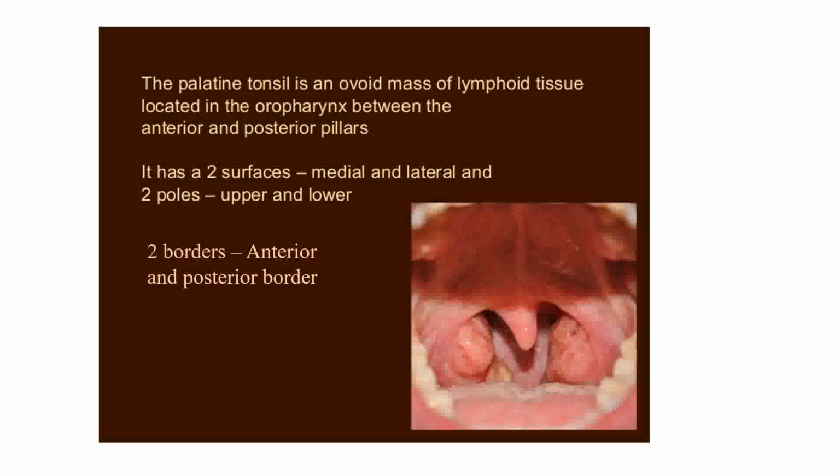Now we can see the external features of the tonsil. The tonsil has two surfaces, the medial surface and the lateral surface, two poles, upper pole and lower pole, an anterior border and a posterior border. So these are the external features of a tonsil.